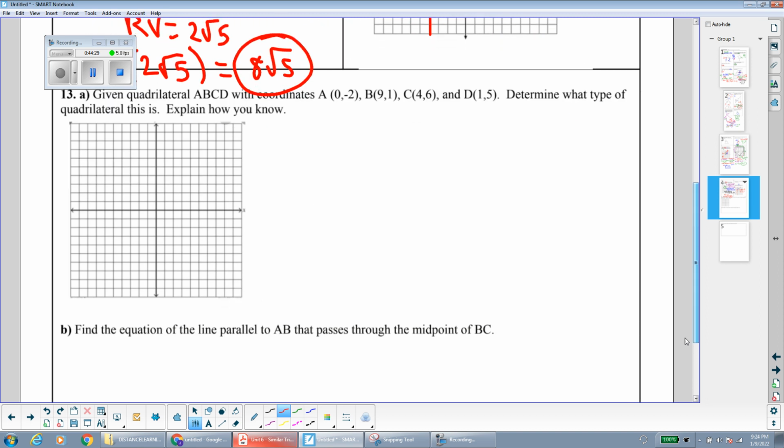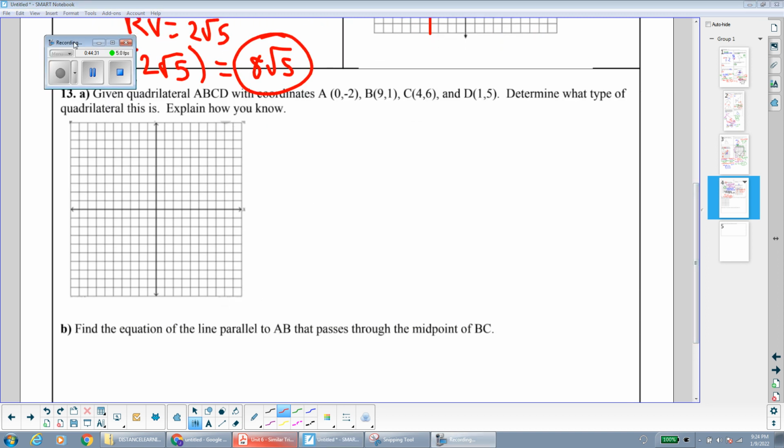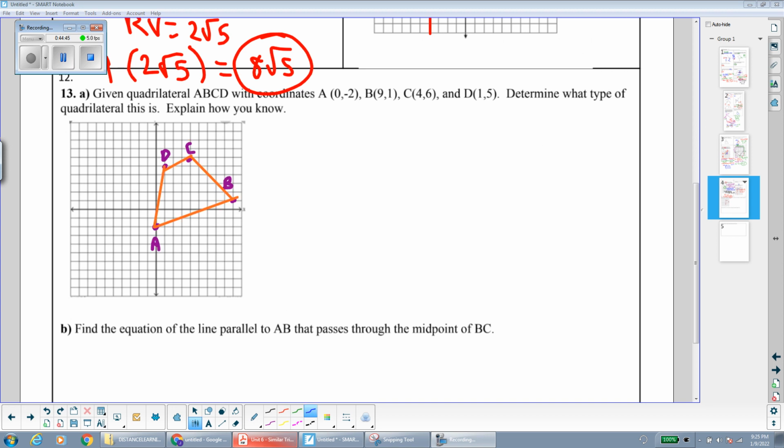Oh, there's another question here. Given quadrilateral ABCD with the following vertices, determine what kind of quadrilateral this is and explain how we know. Okay, so let me take a second and graph this. I'm going to pause and then I'll resume when I have.